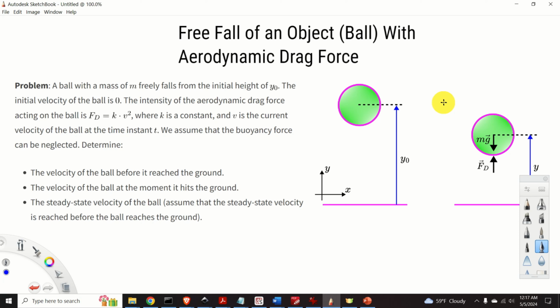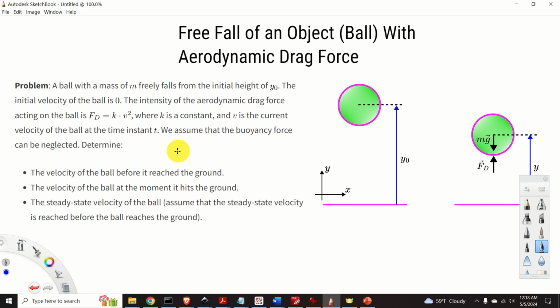Here's the problem formulation. A ball with a mass of m freely falls from the initial height of y0. The initial velocity of the ball is 0. The intensity of the aerodynamic drag force acting on the ball is given over here. It's proportional to v squared, where v is the current velocity of the ball and k is a constant. We assume that the buoyancy force can be neglected.